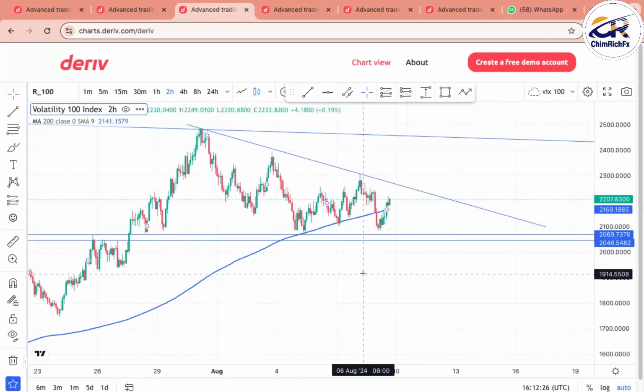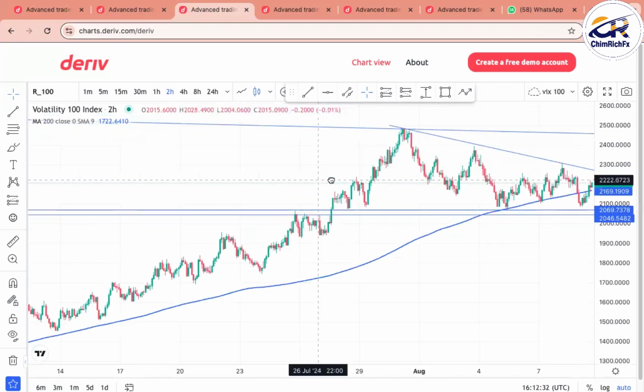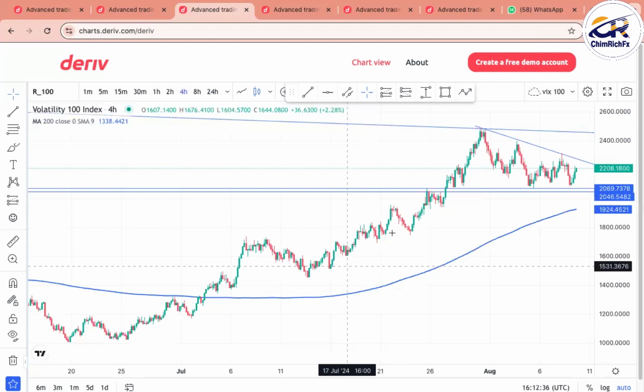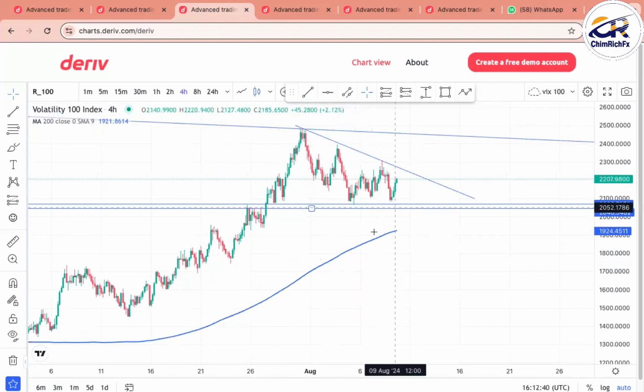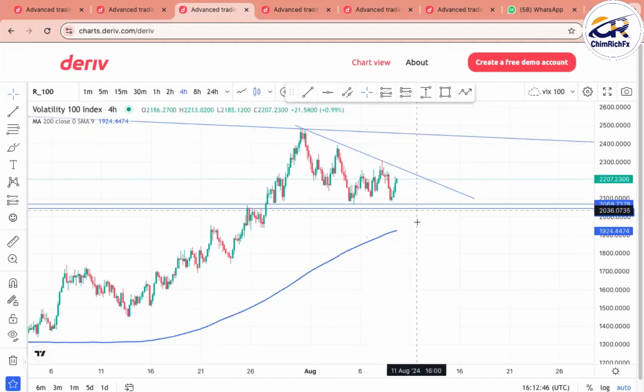But as it is, what you should expect from the V100 index is for it to break out from this zone, which is a very, very strong support zone. So I advise for the V100 index, you should just wait for a break from this zone and a retest before going in for a sell.